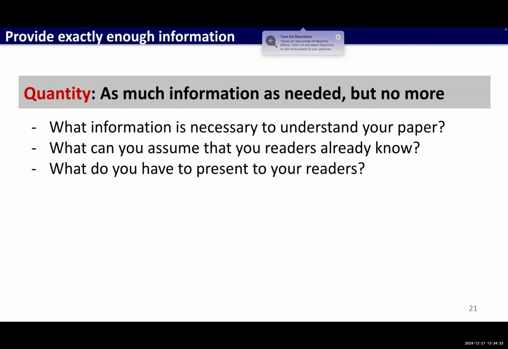The maxim of quantity is you should present to your interlocutor, to your audience, as much information as is needed for them to understand your argument, but no more. So don't give too little information, but also don't give too much information, right? Just the right amount of information. When you write a paper, you have to ask yourself, what information is necessary for a reader to understand your paper? What background information do readers have to know to understand your paper?